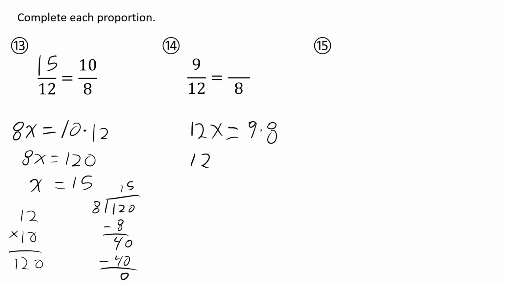9 times 8 you should have memorized from your multiplication table. Same thing with 72 divided by 12. That should also be memorized from your multiplication table. And we get 6. So there's an answer.